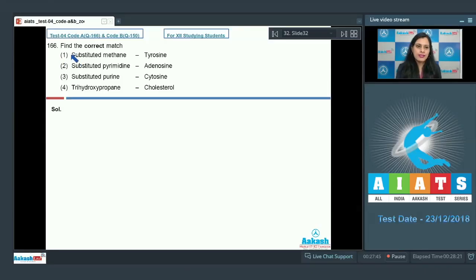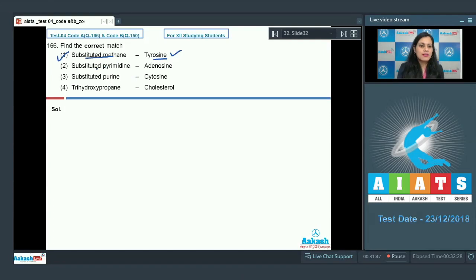Question number 166. Find the correct match. The very first match given is substituted methane with tyrosine, and this is a correct match, because amino acids are known as substituted methane. Why? Because they consist of 4 substituent groups: hydrogen, carboxyl group, amino group, and a variable R group. So the first option is the correct answer to our question.